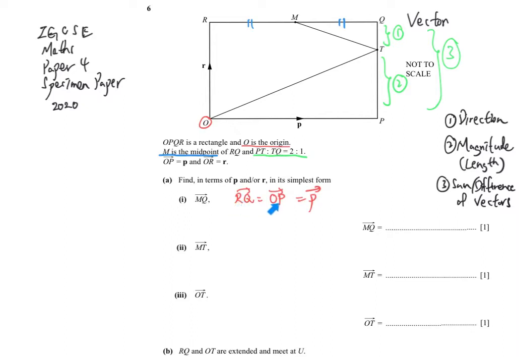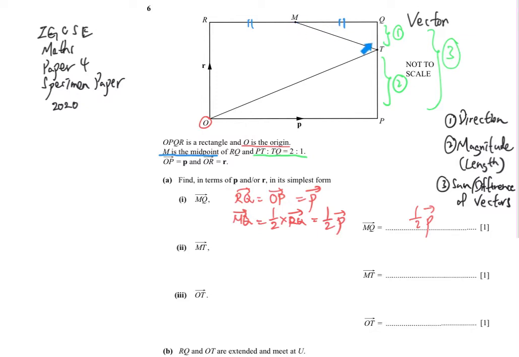RQ is equal to OP, which is equal to p. And then for MQ, the direction is the same as RQ, so you can just use p, but you think about the magnitude is half of it, so I will just use 1/2 like this. MQ is just half of RQ, so it's half of p, so that's the answer for MQ. And then we think about the MT.